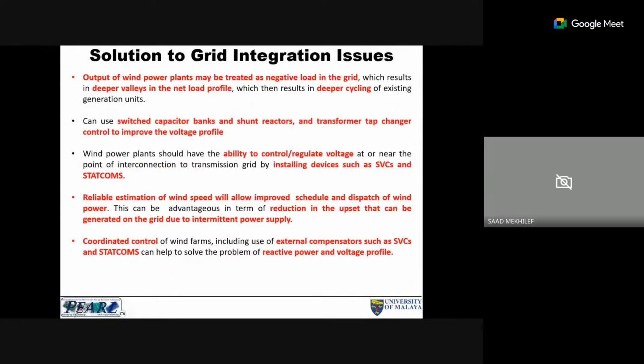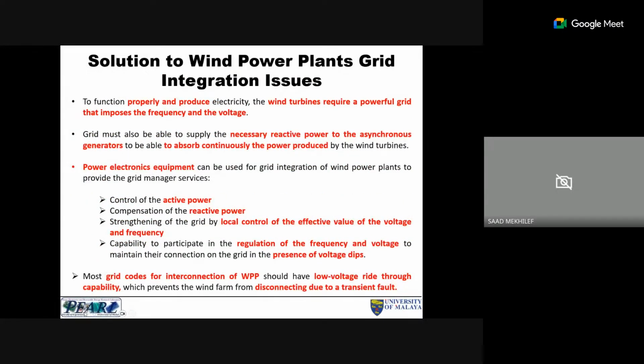Power electronics can be used for grid integration of wind power plants. They provide grid managed services, control of active power and reactive power, and strengthen the grid by the control of effective values of voltage and frequency.